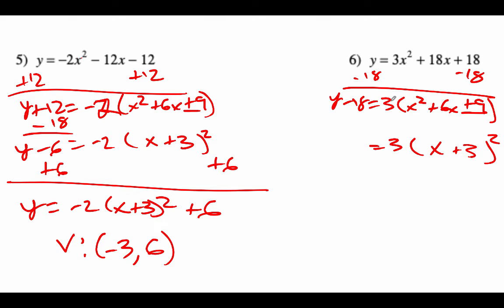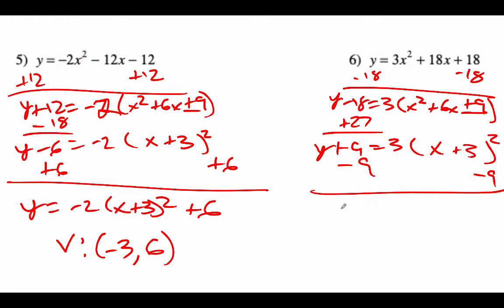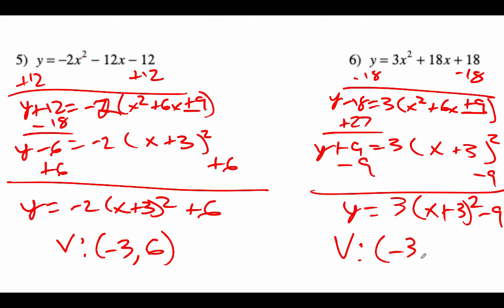What did I actually add to the right side? Times 3, times 3, times 3, plus 27. Y plus 9, subtract this over. Y equals 3 times x plus 3 squared minus 9. Vertex, negative 3, negative 9.